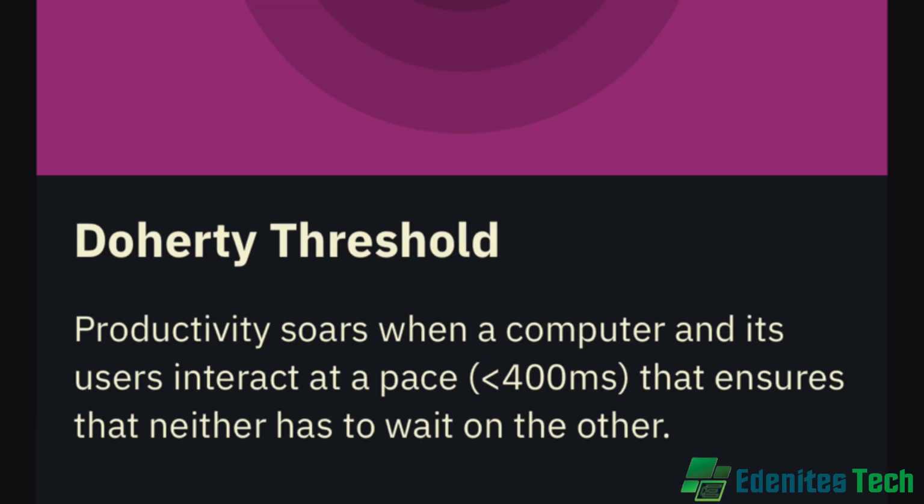The third one is the Doherty threshold. Productivity soars when a computer and its users interact at a pace that ensures that neither has to wait on the other. You can see in this image that you're seeing a loading design. Now, if I'm on a website and I'm seeing this, I know that an action is taking place and I'll patiently wait instead of just looking for what's going on.